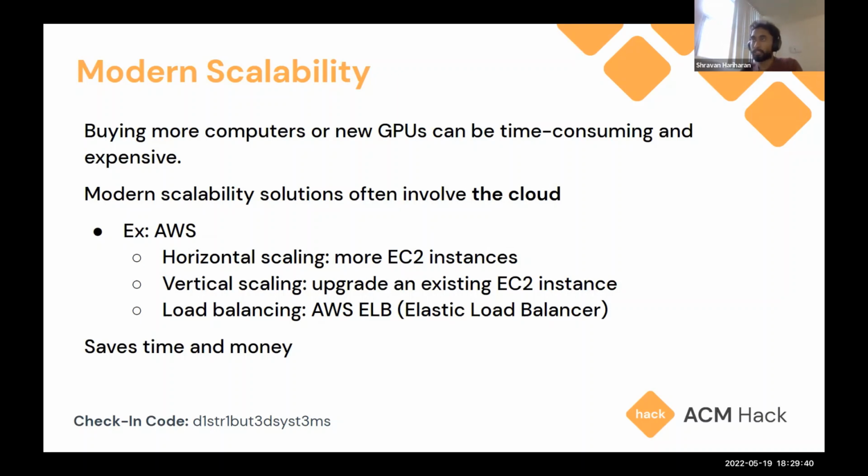So for horizontal scaling, you can get more EC2 instances. EC2 is essentially a virtual computer, a virtual server on AWS. When you do vertical scaling, you can upgrade your EC2 instance to have 32 gigabytes RAM, 64 gigabytes RAM.